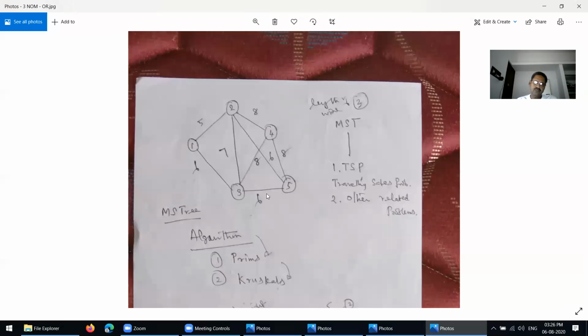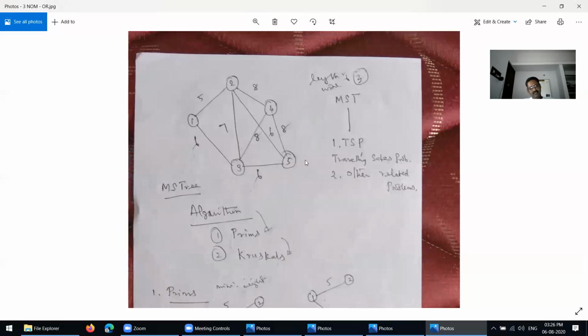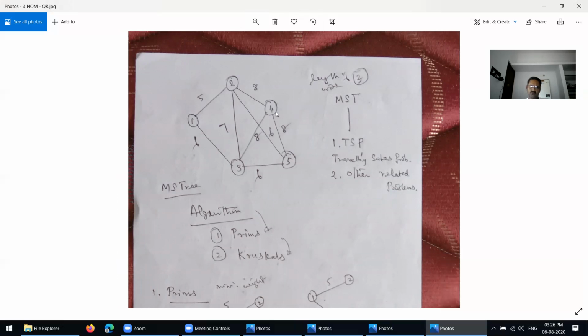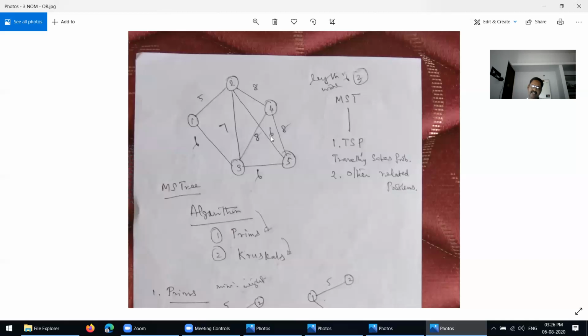Next, this one is the network. 1 goes to 2, 2 goes to 3, 3 goes to 4, 4 goes to 5, then 3 goes to 5. What is the weight here? The cost of transportation is nothing but the weight. 5, 8, 6, 8, all are costs of transportation.